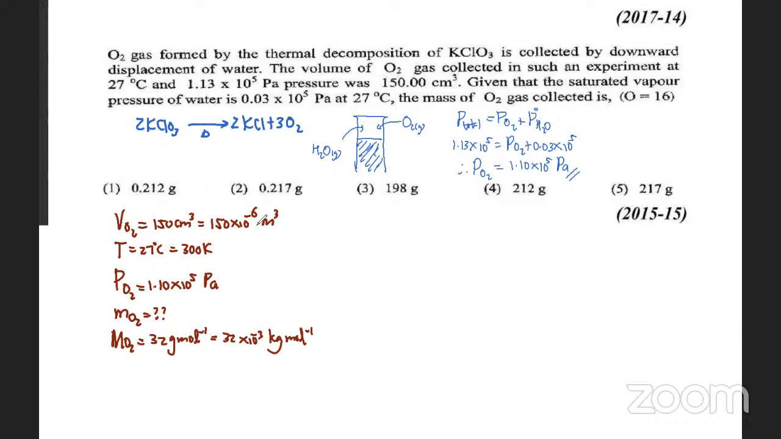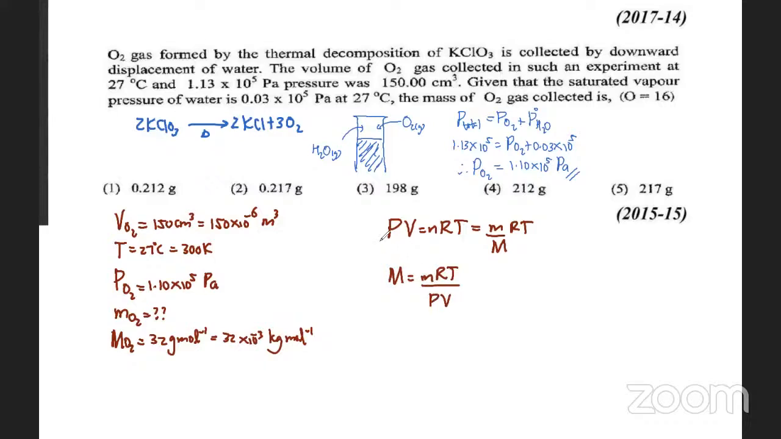Right. Now let's apply the equation. PV equals nRT, and nRT can also be written as small m over capital M, times RT. Remember, we have to find capital M, so I'll make that the subject: small m RT over PV. But remember, you have to substitute everything in SI units.